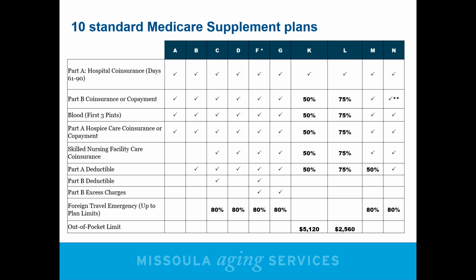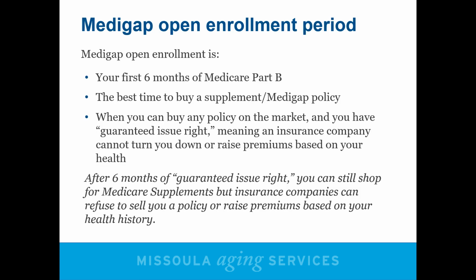because of the Medigap open enrollment period, which we'll take a look at here. There are only certain times when you have open enrollment for a Medigap policy, and those are the first 6 months that you start Part B, and so that's the best time to buy a Medicare supplement, aka Medigap. The reason for that is it's the time when you can buy any policy on the market in your area, and you have guaranteed issue rate.